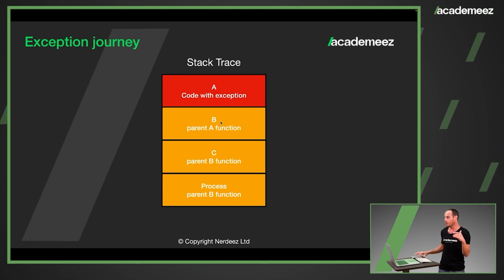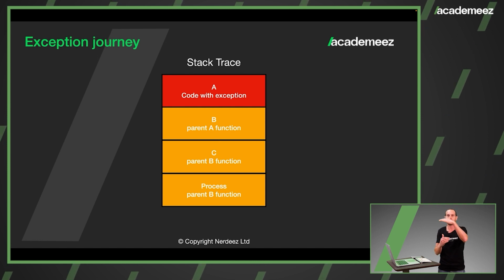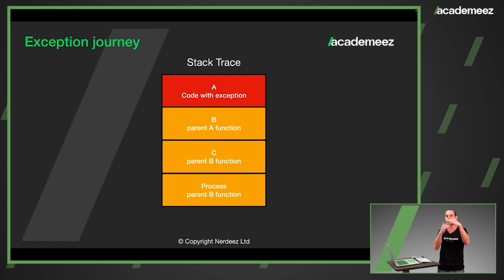So one level down, you have code B, which is the parent of A, the function that called the A code. And one level down, you have code C, that is the parent of B, the function that called the B code. So this is like a stack type where you're currently running, and a level below is a function that called what you're currently running, and so on and so forth.